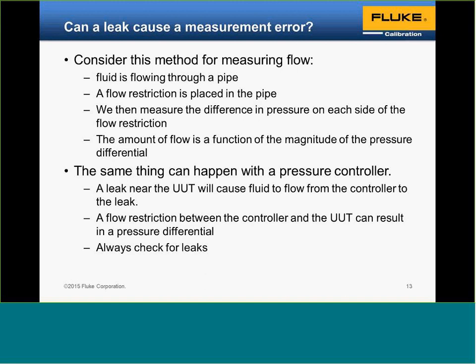Looking for leaks, some people think it's inefficient, but it's a whole lot more efficient than getting through your process and perhaps not being able to generate a pressure because the leak is too great and having to start over, or performing your calibration, finding it's out of tolerance. And the reason that it's out of tolerance is not because the gauge is bad, but you had a leak in the system causing a pressure differential.